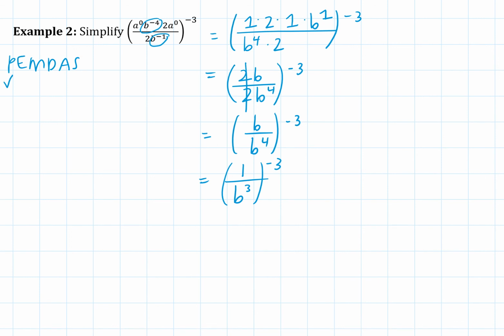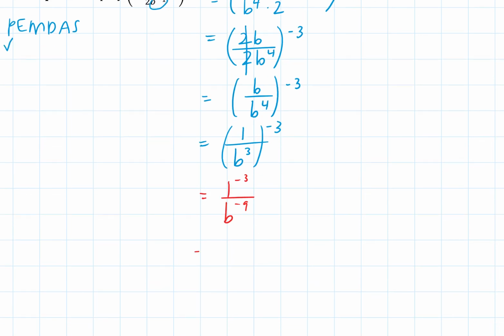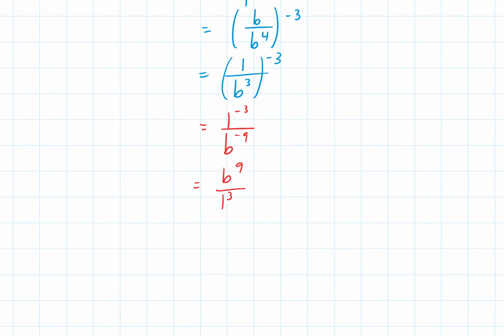So now let's deal with this exponent. This means I have 1 to the power negative 3 over b to the power negative 9. To make these exponents positive, let's move them. So we have b to the 9th over 1 cubed, which is just b to the 9th over 1. Or even simpler, b to the 9th.